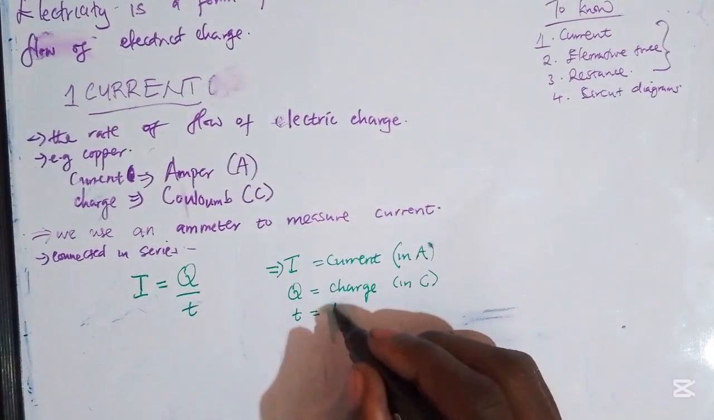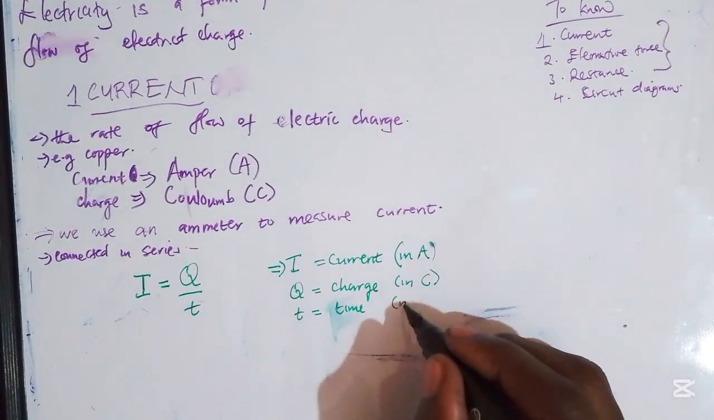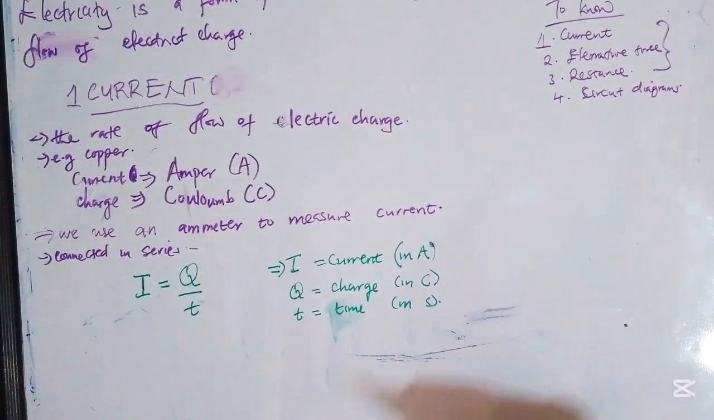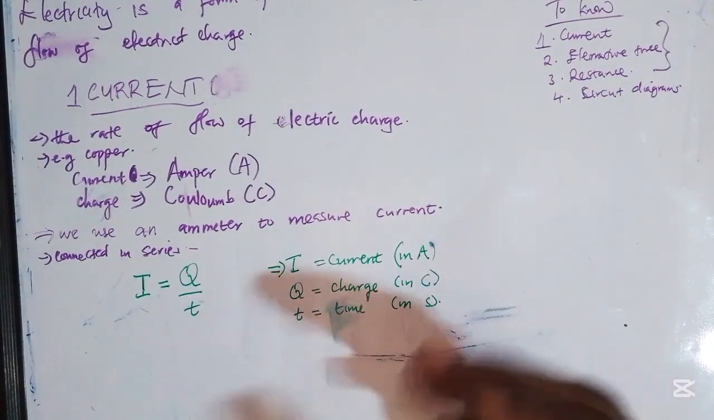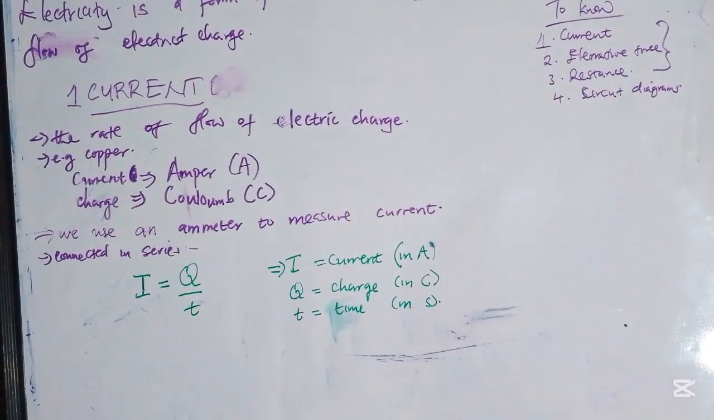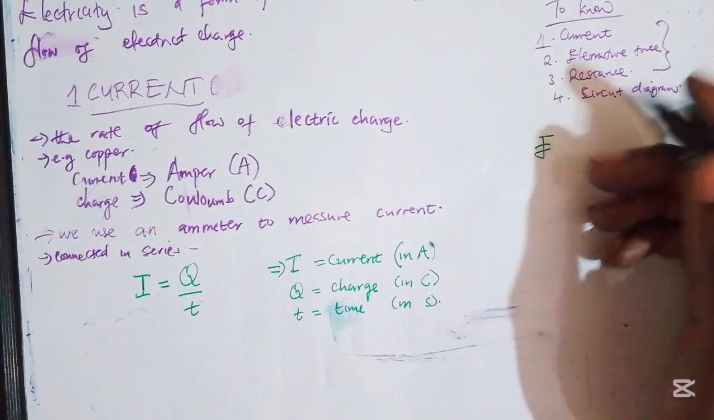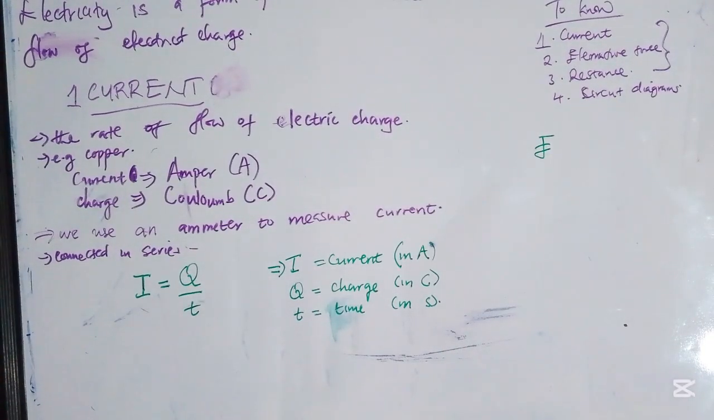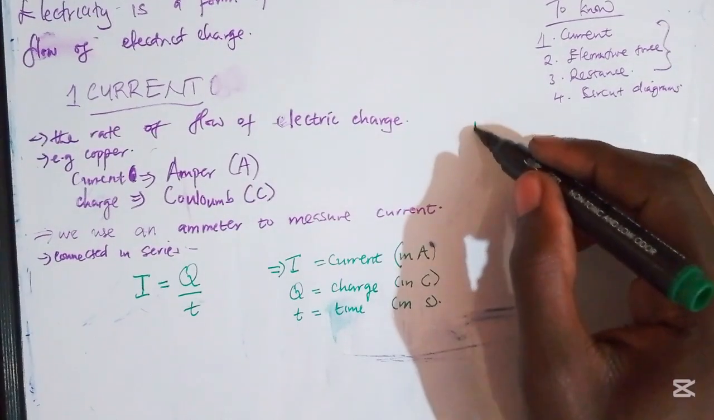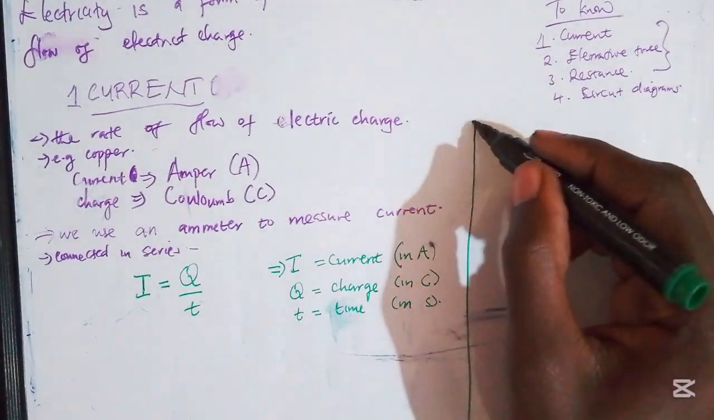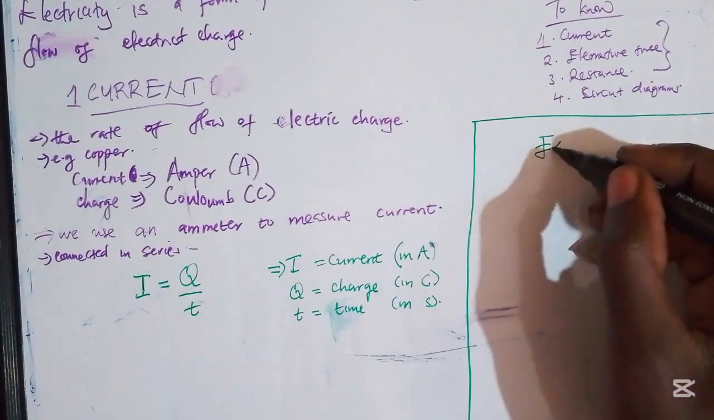I mean, we have T, which is time in what? In seconds. So remember, the way I've put it is the way you're supposed to solve this question. So we have an example with us here on current. Before we move on to our next topic, which is electromotive force, we are going to look at one example on current. So I need you to pay particular attention to this example.